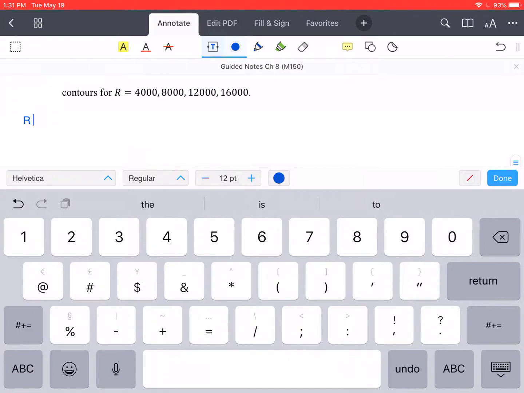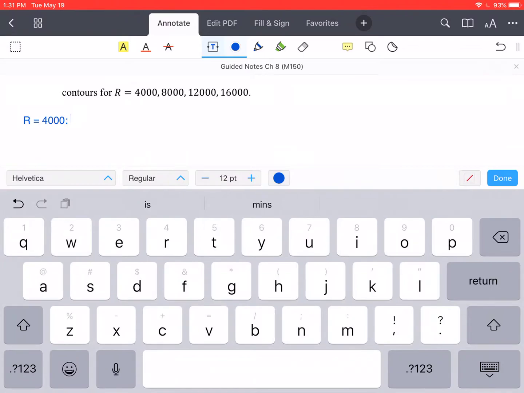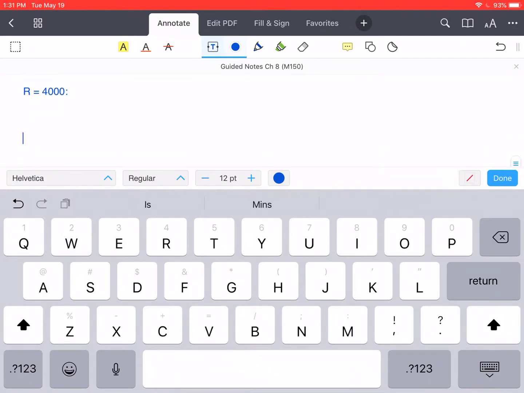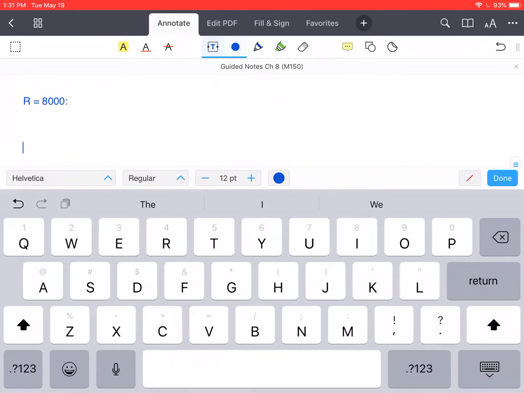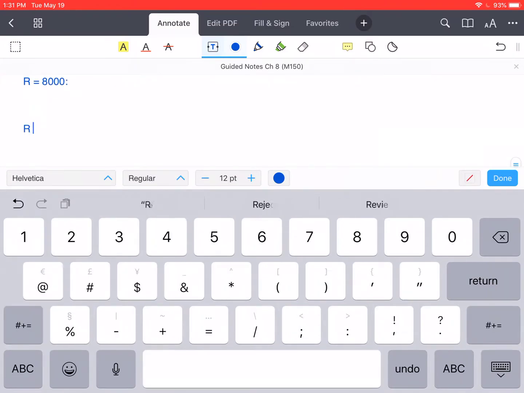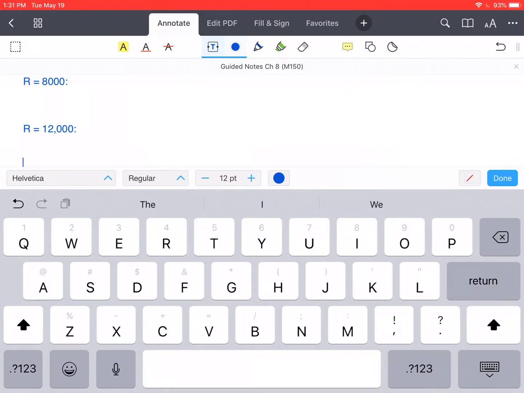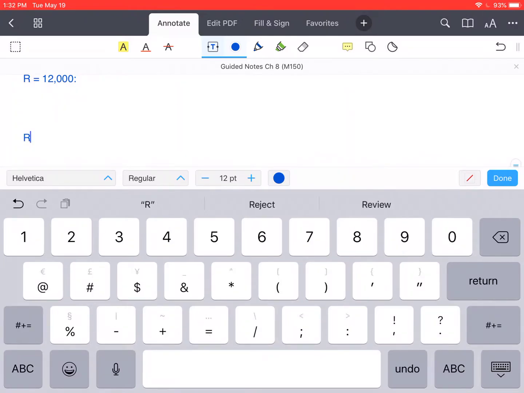r equals 4,000. r equals 8,000. r equals 12,000. And r equals 16,000.